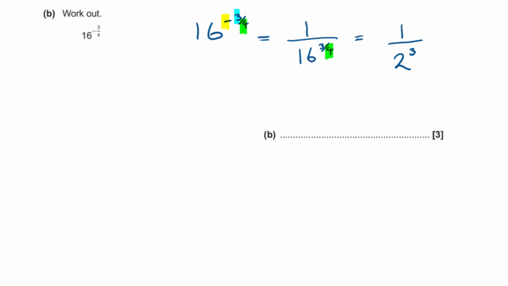So I've dealt with the negative sign, I've dealt with the denominator. Now I just need to deal with the numerator of that index. So power 3, 2 to the power 3, 2 cubed. And that's just going to be 1 over 8. So it's 1/8. Okay, so these complex indices, just break them down into 3 separate steps. Do one after the other.